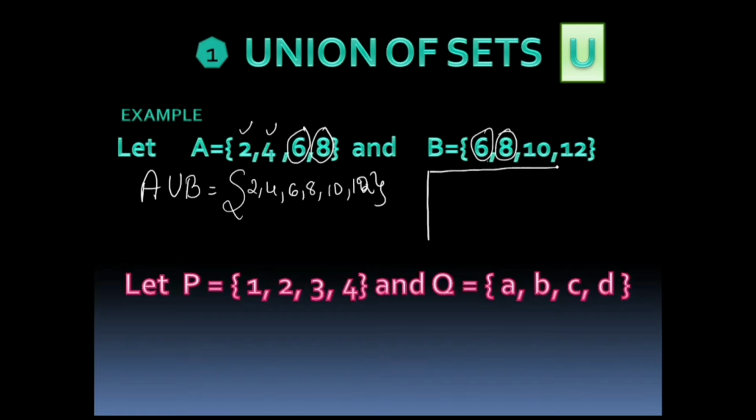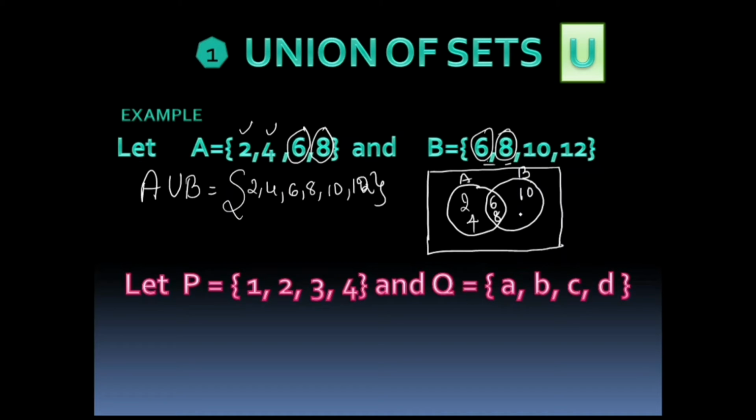Now the Venn diagram, set A and set B over here. This is A and B intersecting, I mean they both are intersecting. The common space is shared by 6 and 8. 6 and 8 are in both, so we write them in the common part. And in A, what are the other elements? 2, 4, and in B, 10, 12.